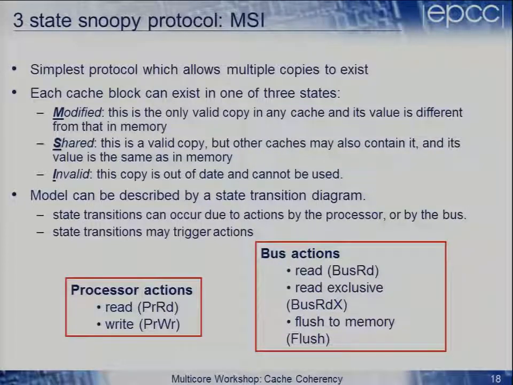Shared says it's a valid copy. In other words, it's the same as the value in memory, but other people also may have it. And invalid says it's out of date. Invalid says, well, I've got this copy in my cache, but somebody else has updated that value, and so I'm going to have to reload it. If we go through what happens, the processor can only do two things. It can read or write, processor read or processor write. But the processor is issuing those requests to the memory system, the memory bus, and the memory bus can do three things. It can read, read exclusive, which means it's going to modify it, or it can flush to memory.